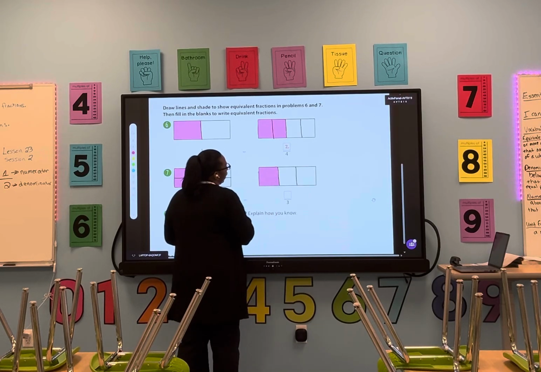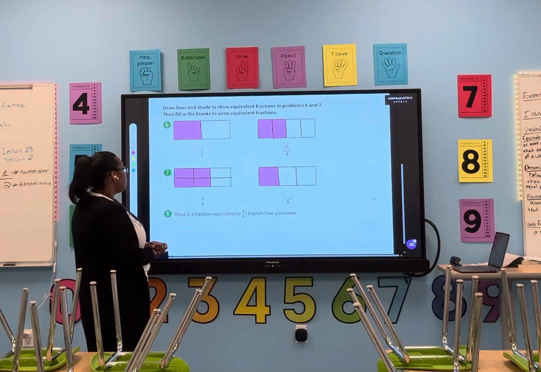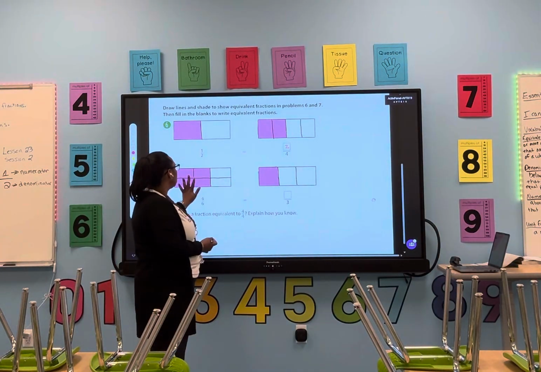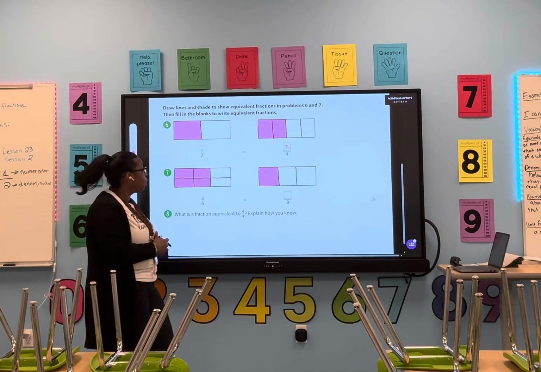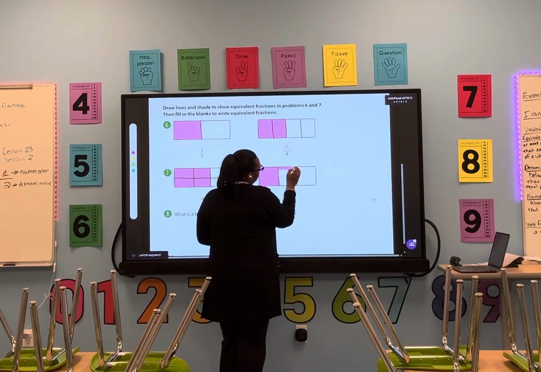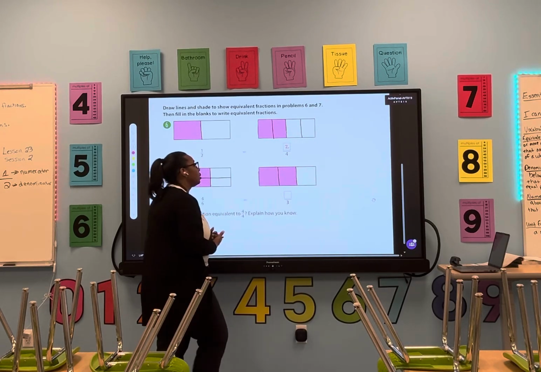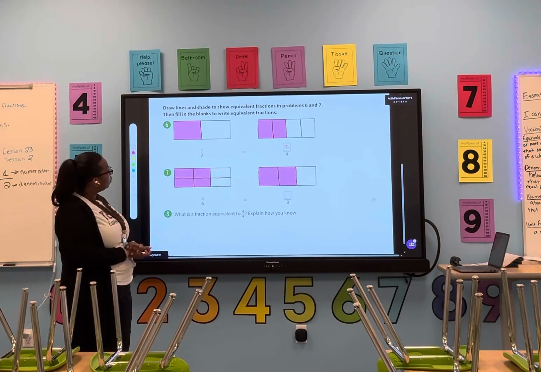Okay, then I'm going to step back and I'm going to take a look at it. And what I see is that this one has less than that one. So I'm going to work my way up and I'm going to shade in a little bit more. So now I'm going to step back, take a look at it. It looks equal to me.